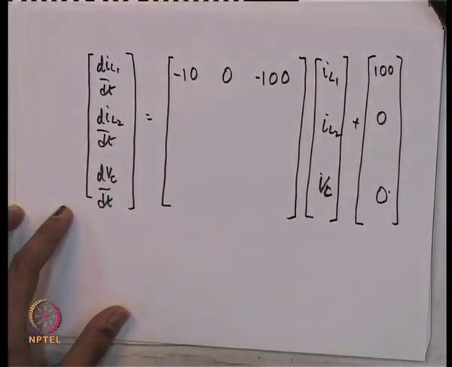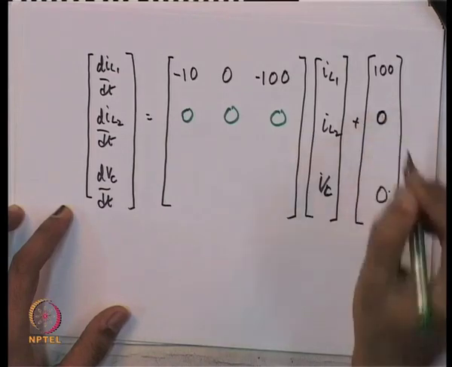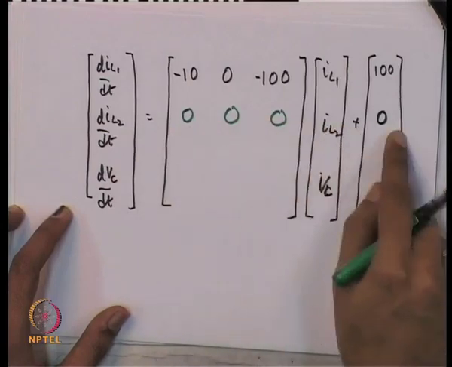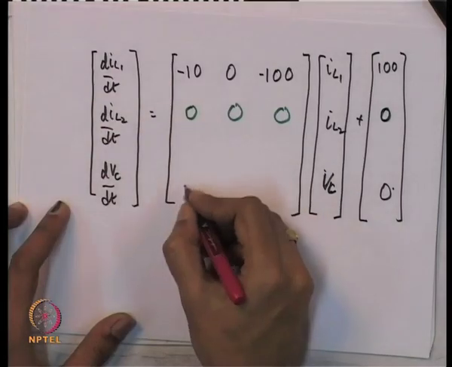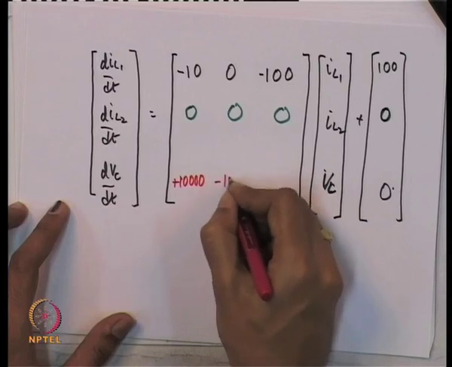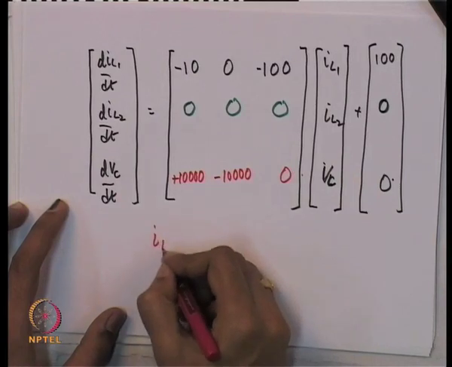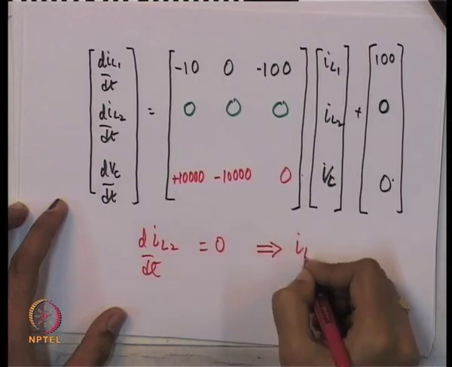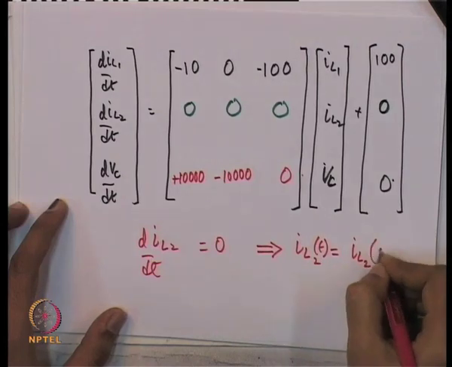What I will do is set this equal to 0, this also as 0. So what it means is that dIL2 is equal to 0. The rest of the things, of course, remain the same. So what we have is IL2. See, if I said dIL2 is equal to 0, it implies that IL2, as a function of time, is nothing but IL2(0).